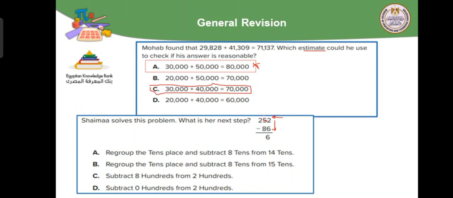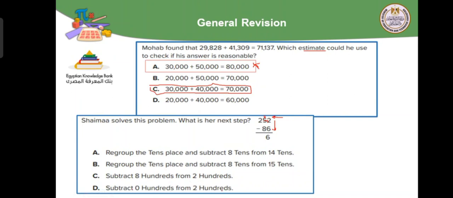So this will be 4 and this will be 12. So 12 minus 6, we get what? Here 6. Then we regroup the tens place and subtract 8 tens from 14 tens. Subtract 8 hundreds from 2 hundreds.